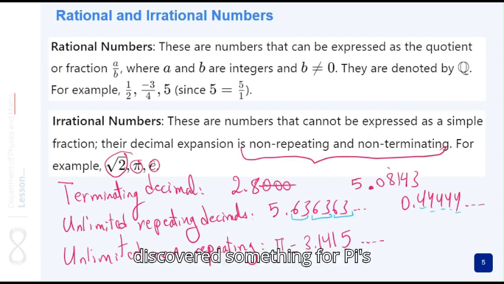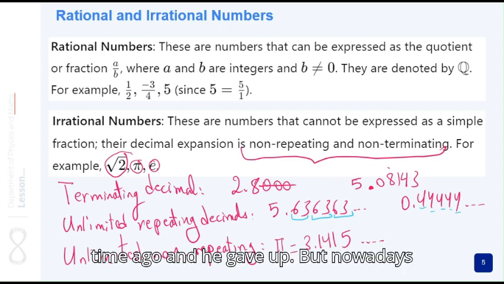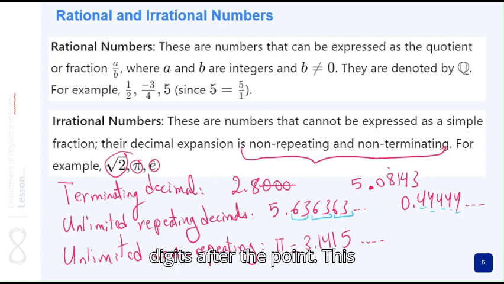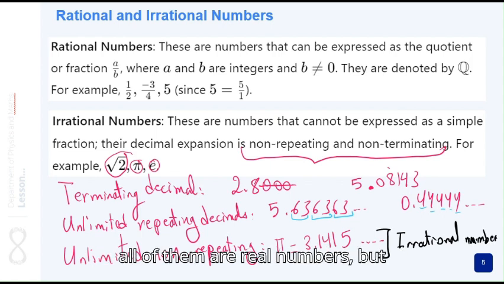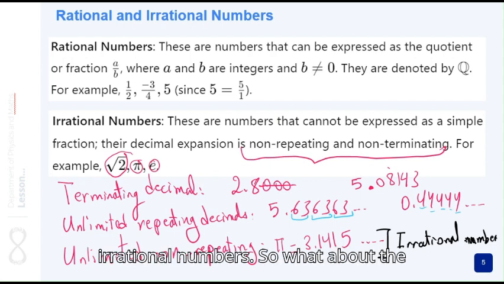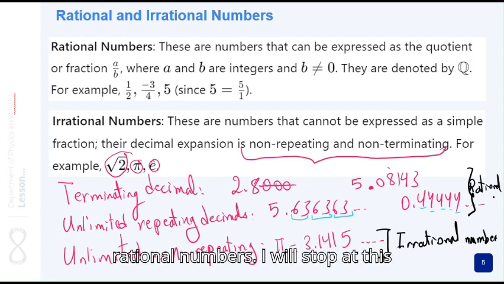The first one who discovered something for pi discovered almost 2500 digits a long time ago, and he gave up. But nowadays computers can give you up to millions of digits after the point. This non-repeating and non-terminating decimal set alone will be called irrational numbers. I repeat, all of them are real numbers, but this piece is the piece of irrational numbers. So what about the remaining two pieces? I will call them rational numbers.